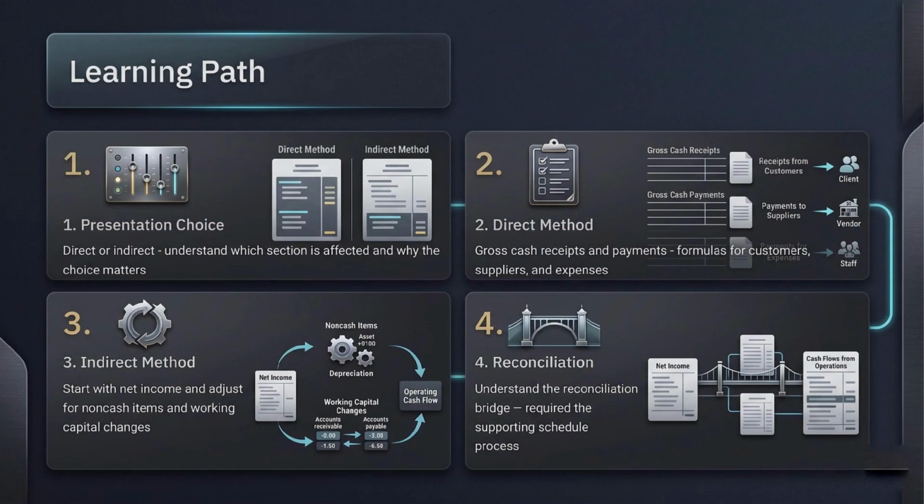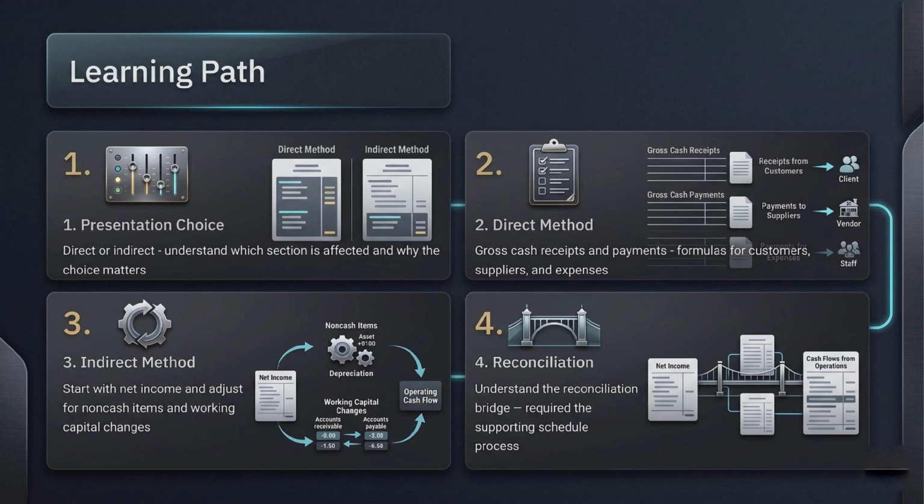Here is our learning path for this video. First, we will understand the presentation choice and identify exactly which section of the cash flow statement is affected. Second, we will study the direct method, where operating cash receipts and payments are shown directly. Third, we will study the indirect method, where net income is adjusted for non-cash items and working capital changes. Fourth, we will cover the reconciliation requirement and the common exam traps.